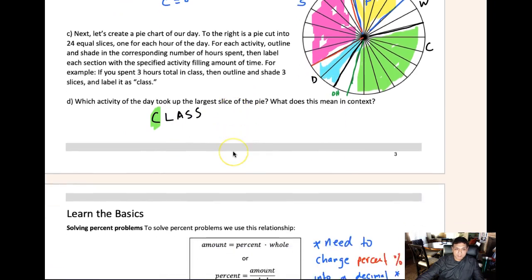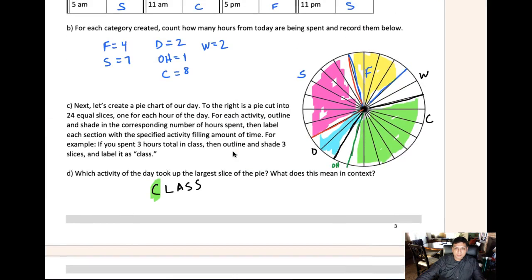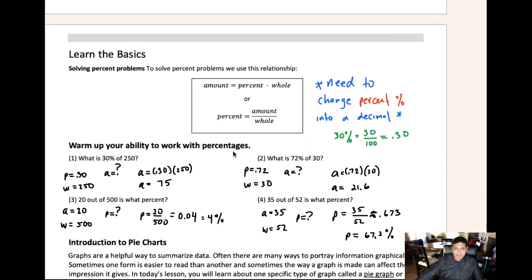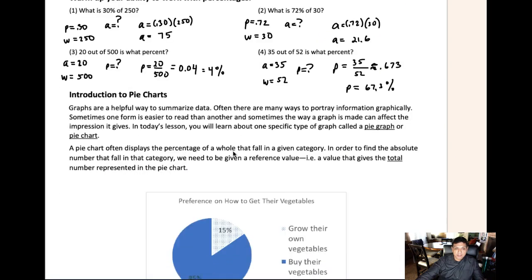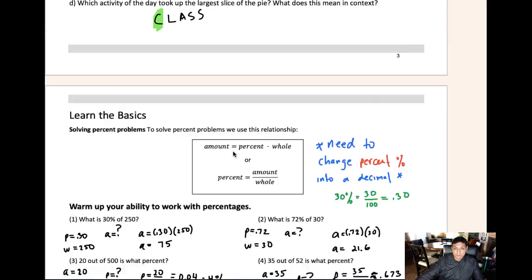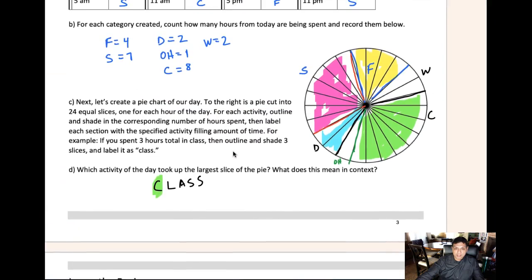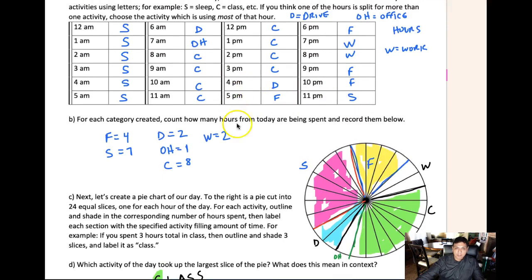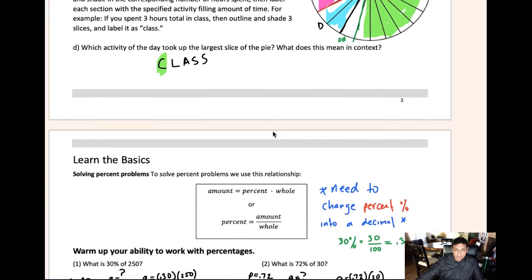Next would be sleep. And so some of those basics of pie charts, we want to convert that into percents and decimals, so we can look at and answer some questions with respect to that. And so that's what we're really analyzing there. Yours would look a little bit different. And again, I'm not collecting this portion here.